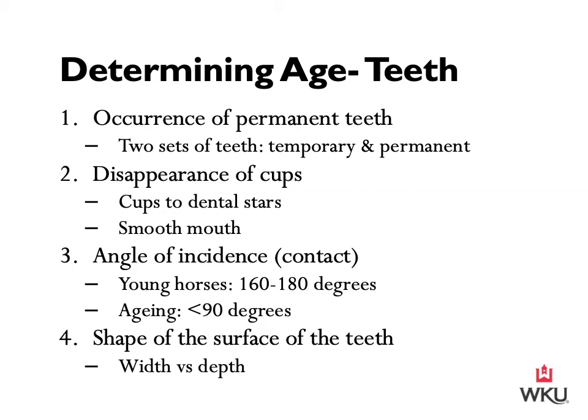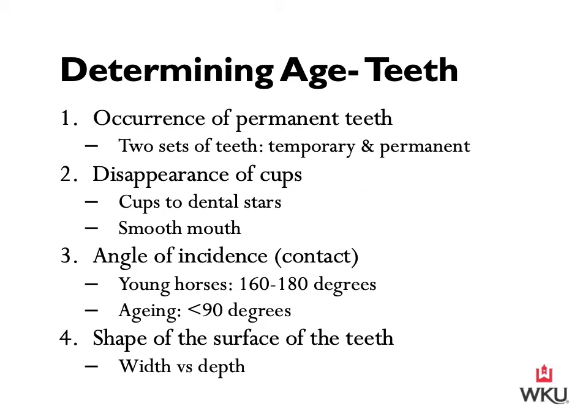So there are going to be 4 key changes in the teeth that can be used to estimate the age of horses. Those 4 changes are going to be the occurrence of permanent teeth, the disappearance of cups, the angle of incidence, and then the shape of the surface of the teeth. So getting started with the occurrence of permanent teeth.